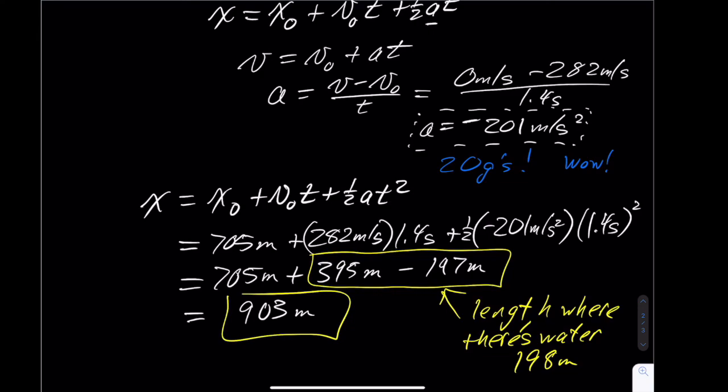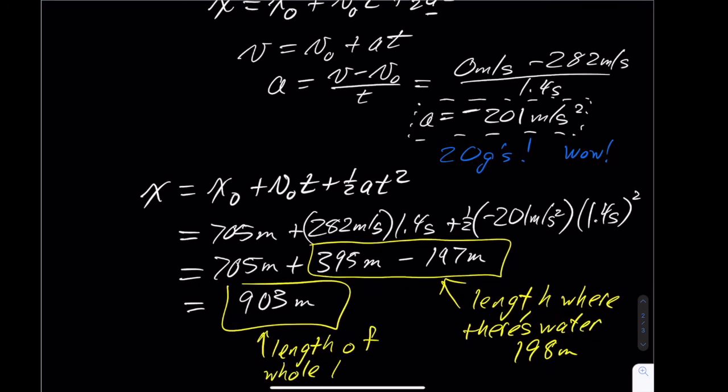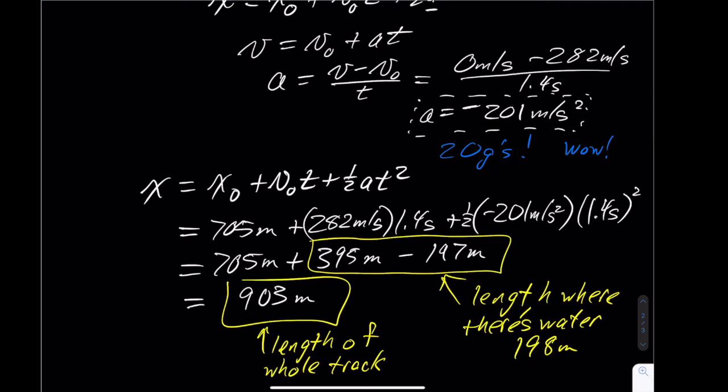And so this is why people will ask me, well, which one should I use? It doesn't matter. You just have to be clear at the end of saying which length you are talking about. So this is the length of the whole track. And if you're actually building this track, both of these values are important. Right? You'd have to say, okay, build me a track with a length of 903 meters, and then when you put the water out, put it in the last 198 meters. Right? So both of these are important, and that's why when you would communicate this result, you wouldn't just write down variables, you would use words.